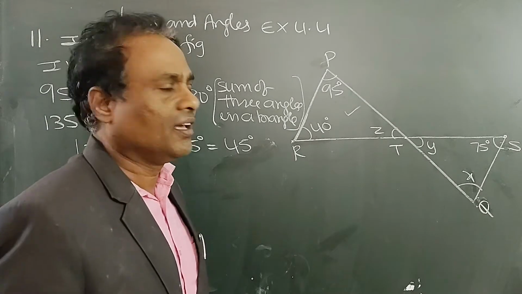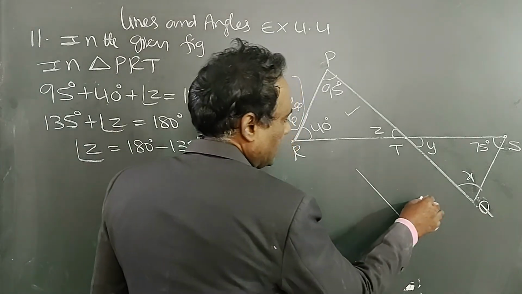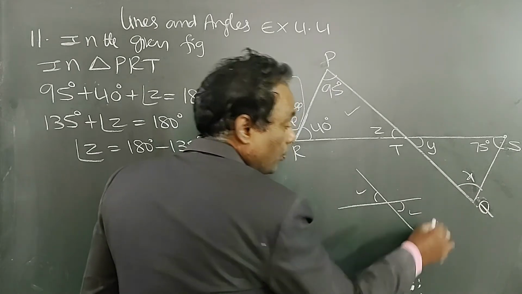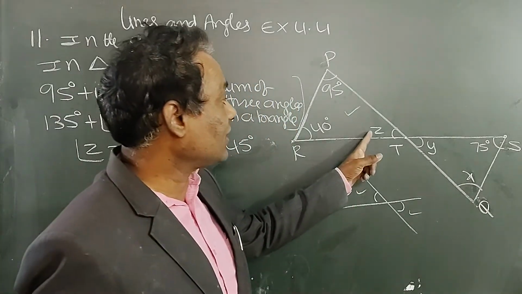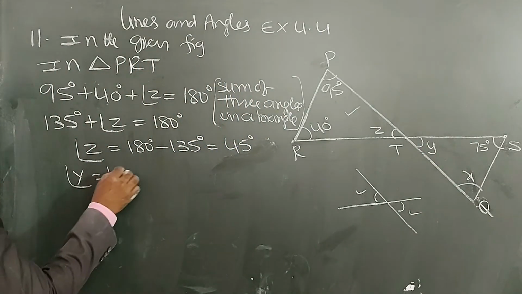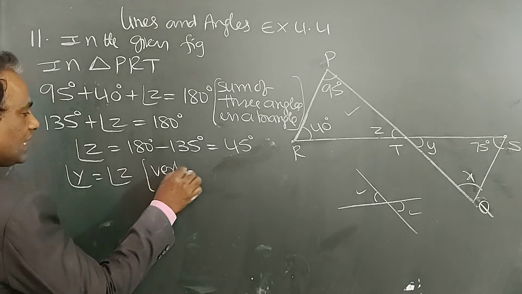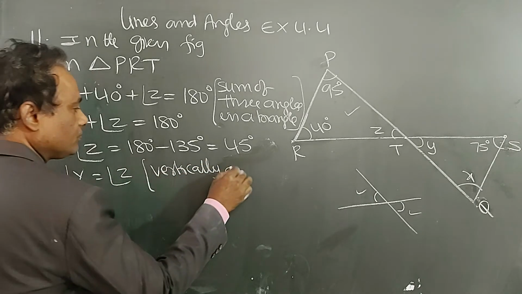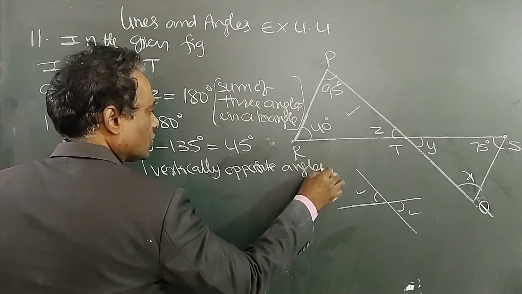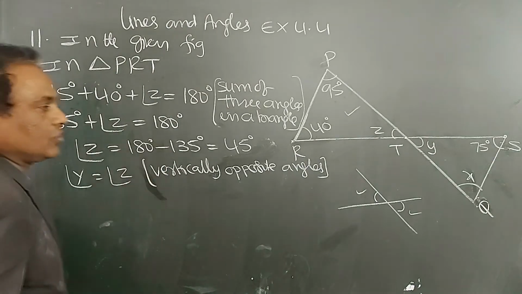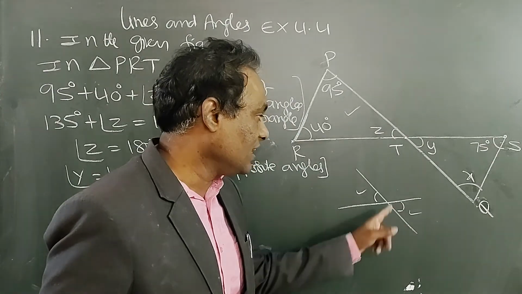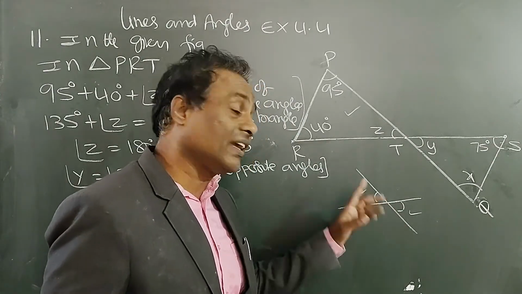After getting Z, if two lines intersect, these two are called vertically opposite angles. Vertically opposite angles are equal. Angle Z is equal to angle Y. If two lines are intersecting, then these two are vertically opposite angles and they are equal. These two also are vertically opposite angles and they are equal.